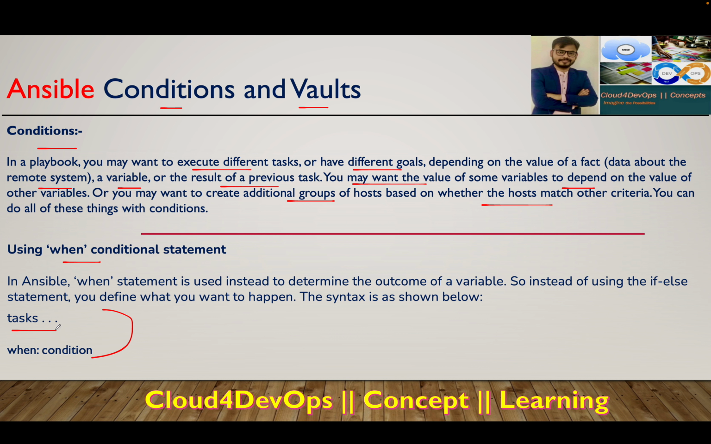You have to define tasks where the action needs to be performed, such as install Apache, and at the bottom of the task, just define when, colon, and the condition. Like ansible_os_family is equal to Debian, or ansible_os_family is equal to Red Hat or Windows, depending upon what kind of OS family you are trying to interact with. So that's what Ansible conditions are all about from the conceptual part.